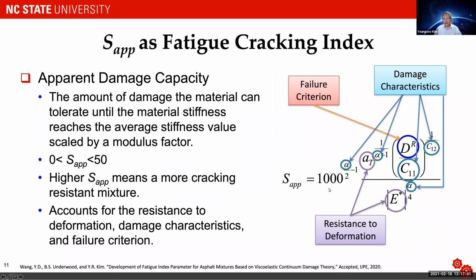Okay, so it has resistance to deformation through time temperature shift factor and dynamic modulus, and also damage characteristic like alpha, C11 and C12 from damage characteristic curve, and finally failure criterion. So fatigue cracking is related to how much resistance the material can have against the load, and also how damage evolves through the cyclic loading, and finally when the failure occurs. So we were able to put together these three mechanisms into a single parameter called SAT.